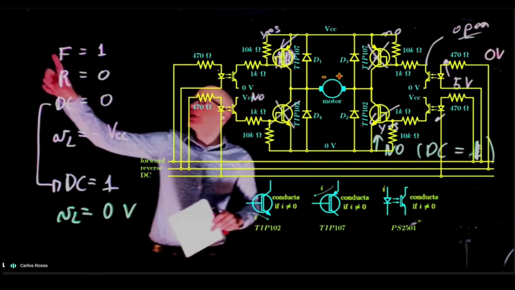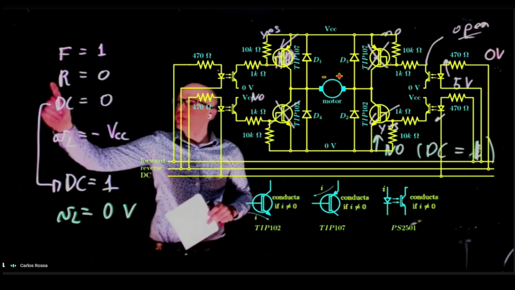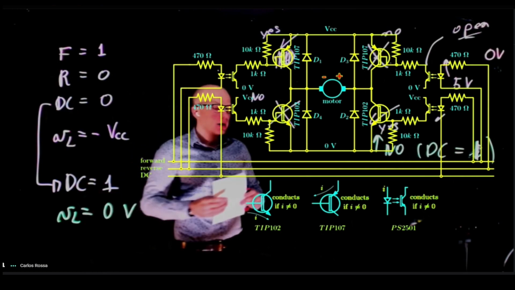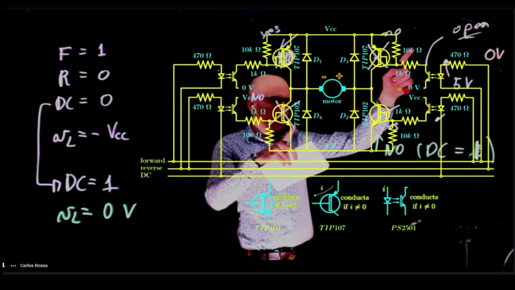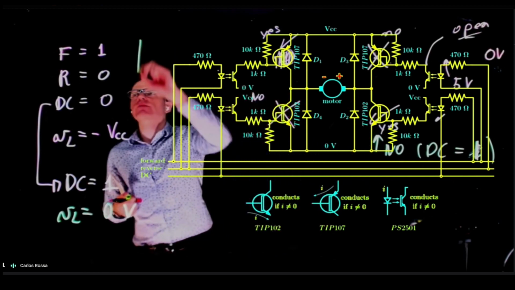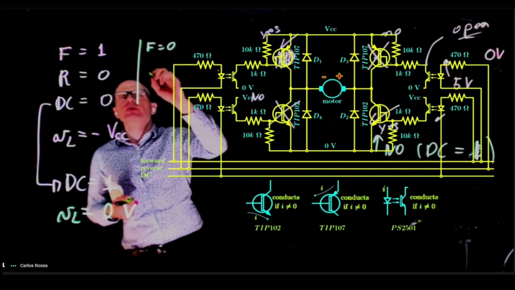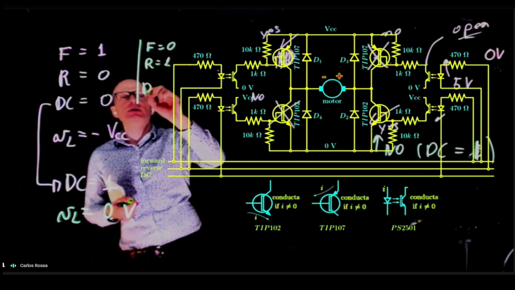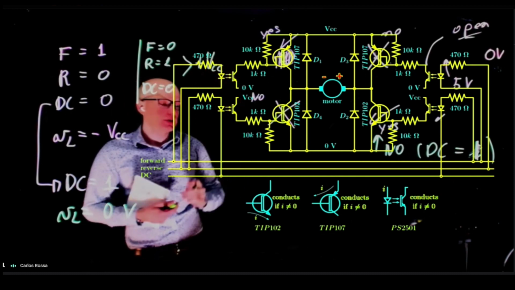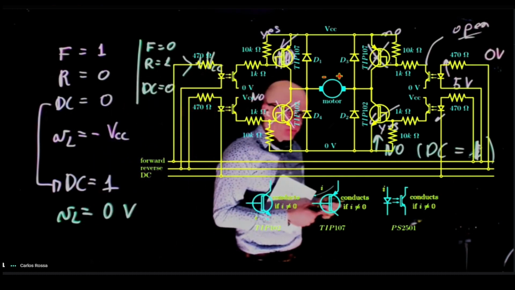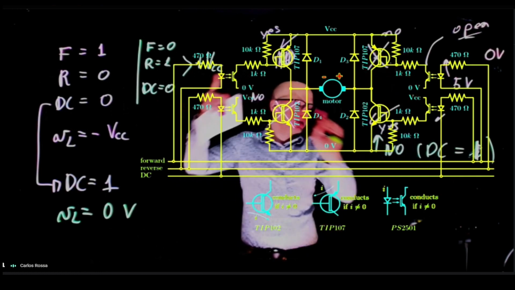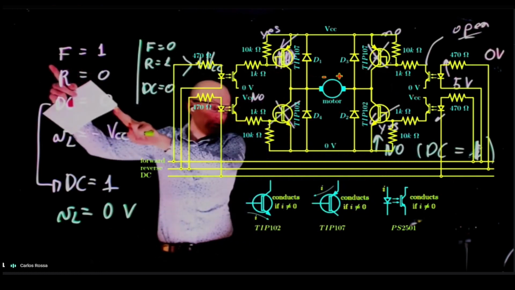If we reverse this, forward 0, reverse 1, for DC equals 1, then these legs are conducting now. And the voltage would be positive VCC. So for F equals 0, R equals 1, and DC equals 0, we would have plus VCC. We now choose these 2 legs with this condition, these 2 legs with that condition.